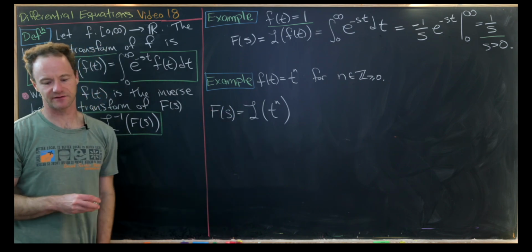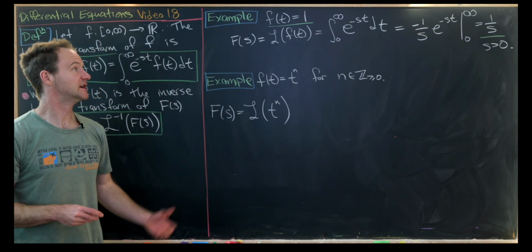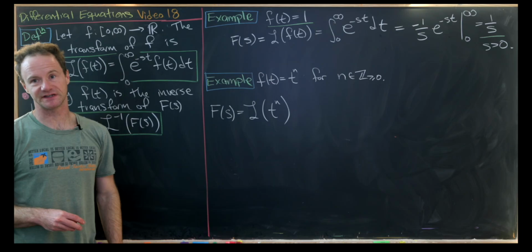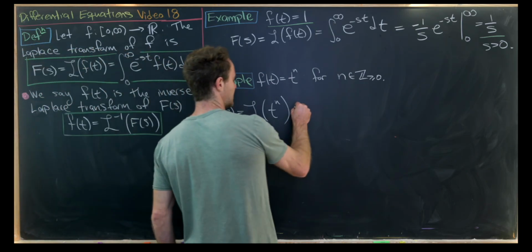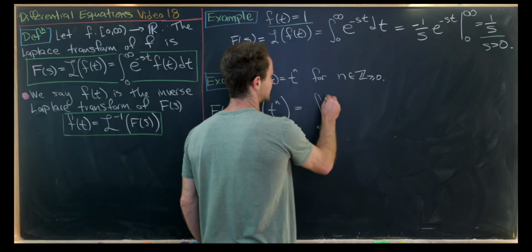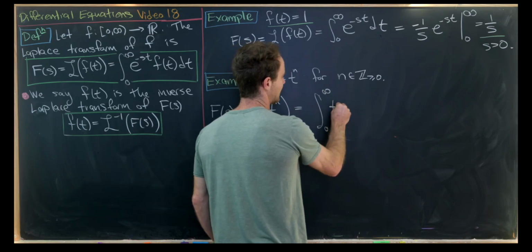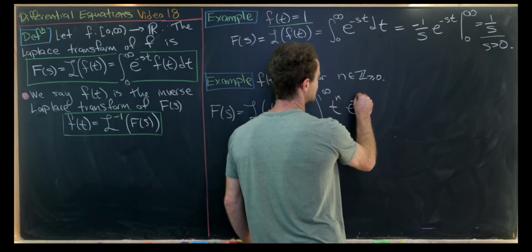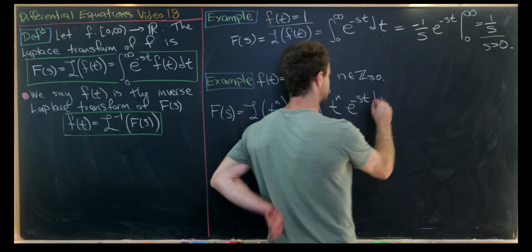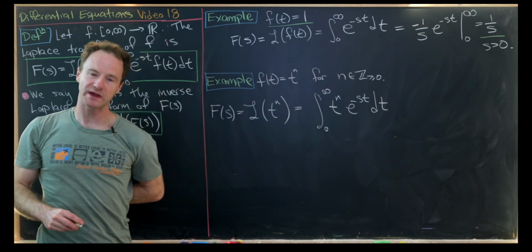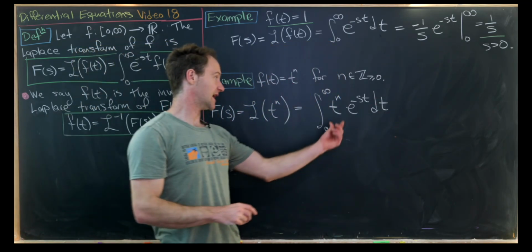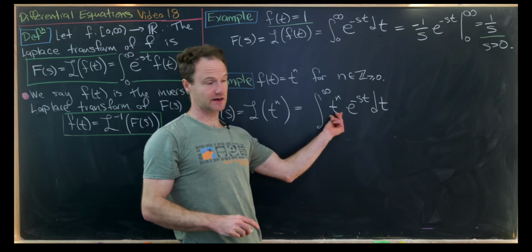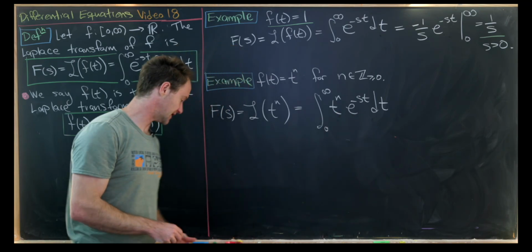I'll write it like that instead of the Laplace transform of f of t, in this case, given that we have f of t is t to the n. Now here, this will give us the integral from 0 up to infinity, and then we'll have t to the n e to the minus st dt.